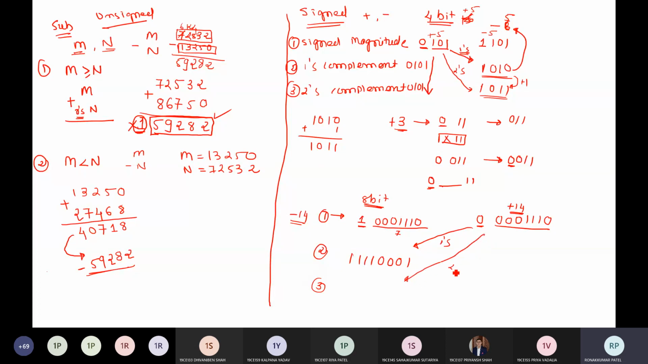Take 2's complement. So 2's complement of this: first non-zero value as it is, 1 0, rest change 1 to 0 and 0 into 1, so 11110010. So this is the 2's complement representation of minus 14, this is the 1's complement representation of minus 14, and this is the sign magnitude representation of minus 14.